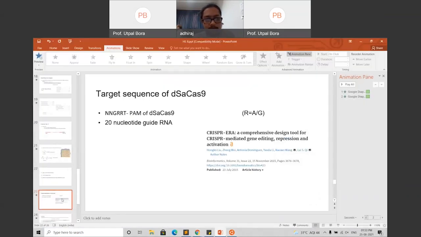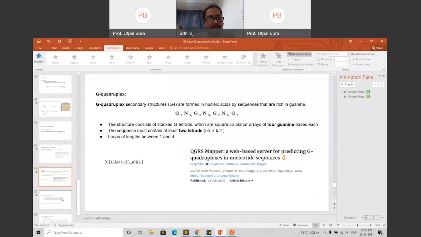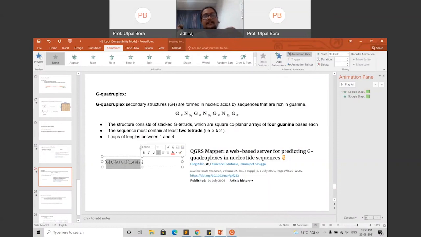Anyway, moving forward. The same way you can search for G quadruplexes as well, and the same thing these people did and reported their tool as QGRS Mapper. They did nothing but just search for the G quadruplex signatures, right? So what they did was they took this expression, put it inside a web server, and got the sequences.